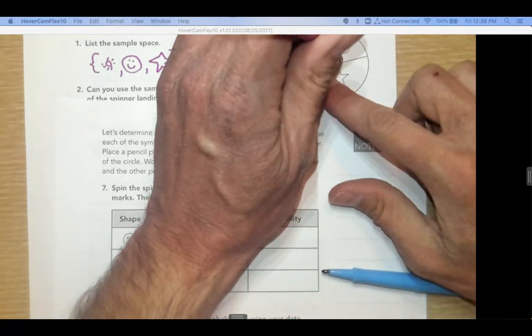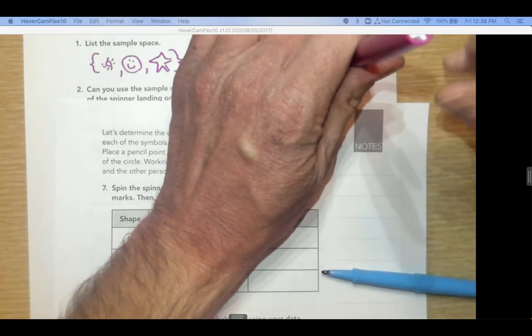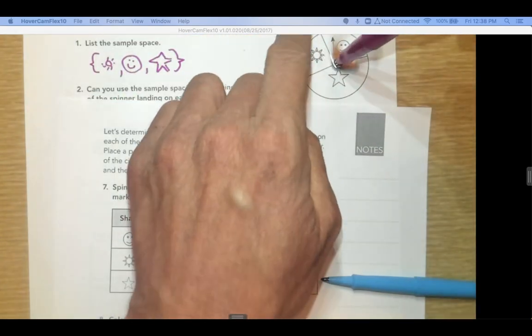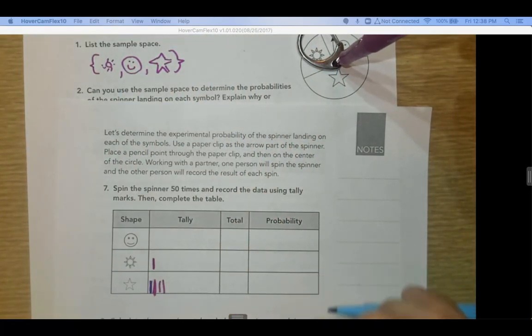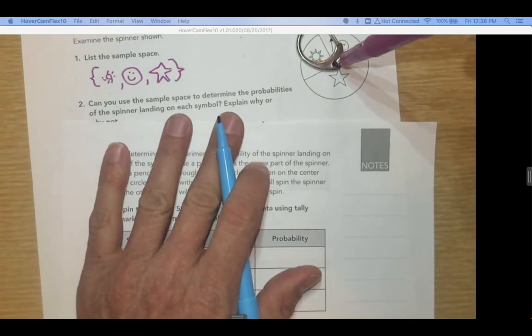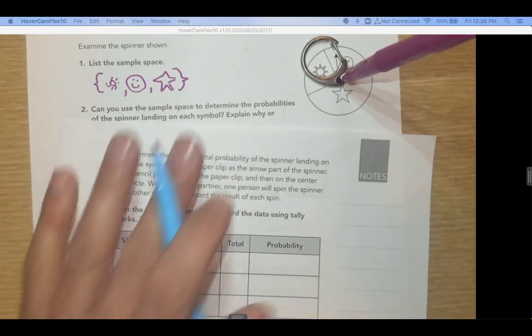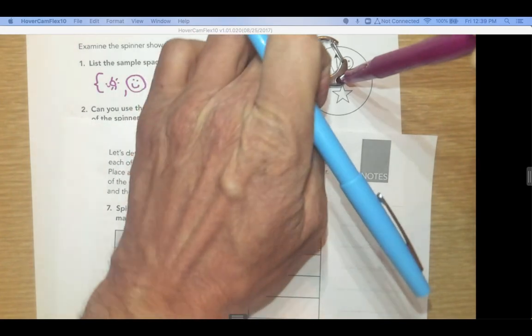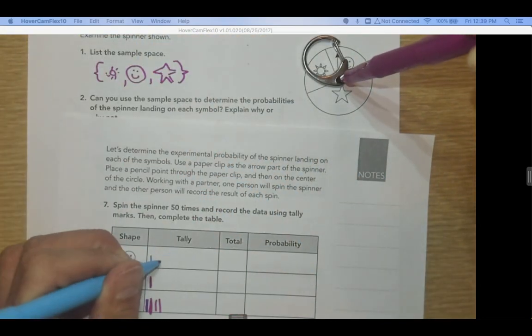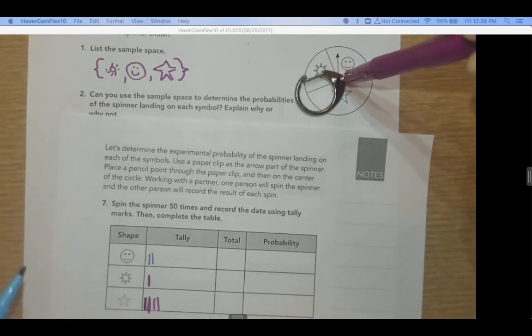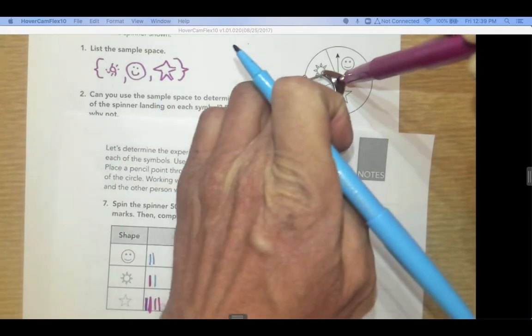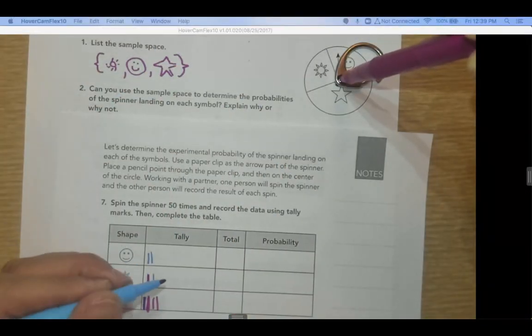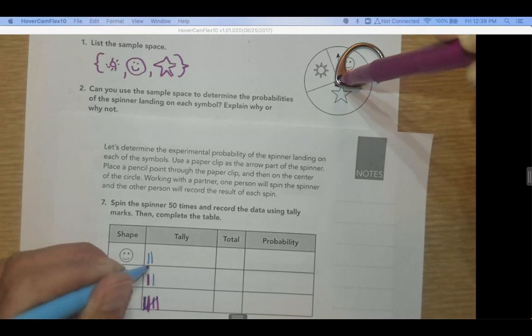Bad spin. Bad spin. Unfair trial. Trial shouldn't count. That shows up a little better. Let me see how I can go. That was a smiley face. That was a smiley face. That was a sun. That was a star. 5, 6, 7, 8, 9.